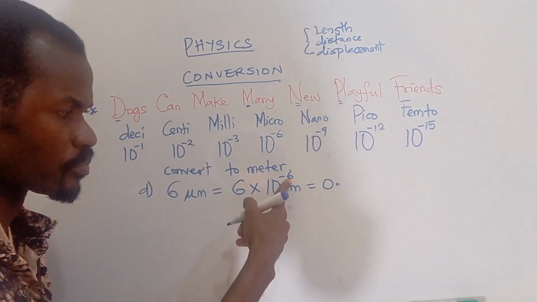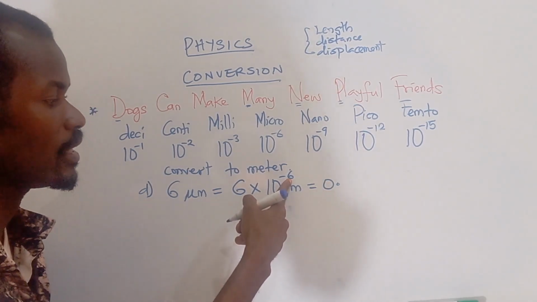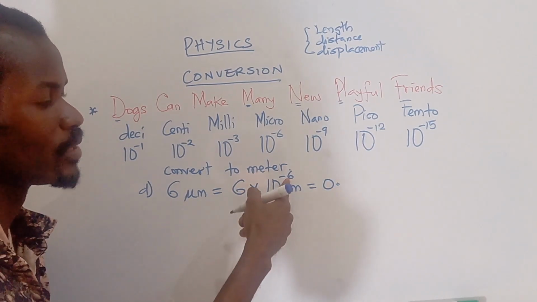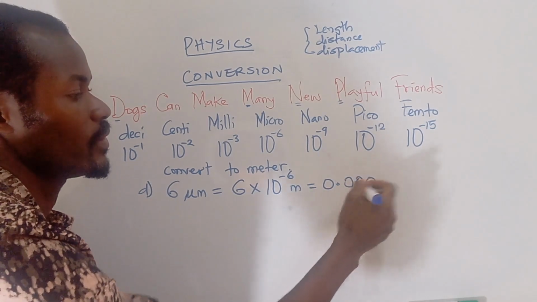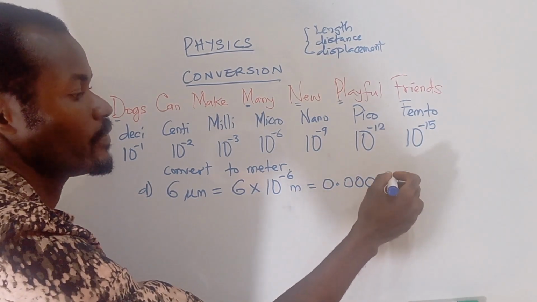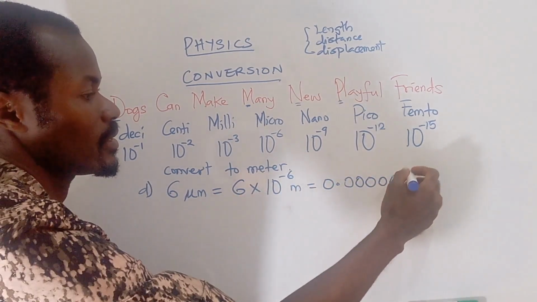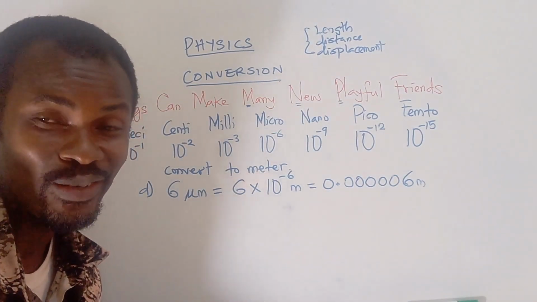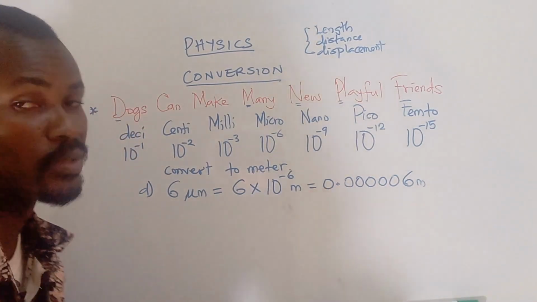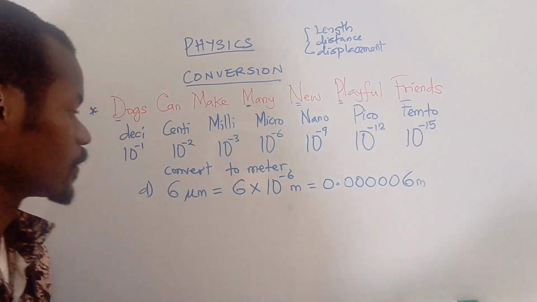Since we have raised to the power of minus 6 and we have 1 digit here, I'm going to subtract 1 from this. So the number of zeros we are going to put down is 5. So 3, 4, 5. Then we are going to write down the 6 meter. If you have some simple knowledge of standard form, this helps you a lot in conversion.